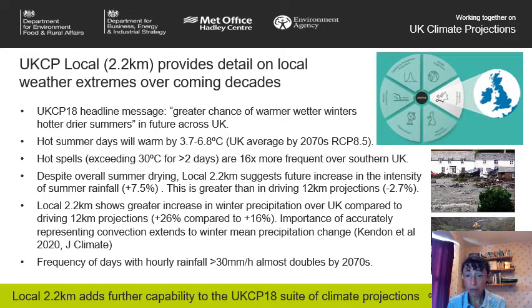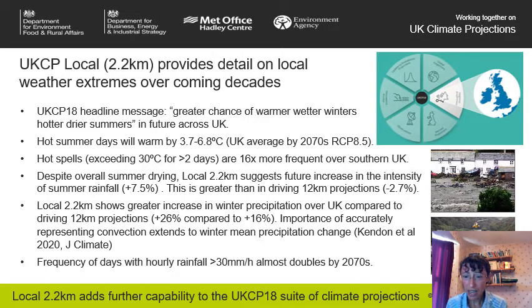Now, here are some examples of the results coming out from this model. It's important to say that this is for the RCP 8.5 scenario. That is the situation if we don't curb our emissions. But clearly, if we follow a lower emissions pathway, then some of these changes will be considerably less. So we find that hot summer days will warm by 3.7 to 6.8 degrees C.